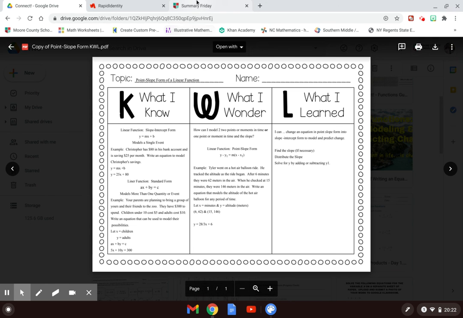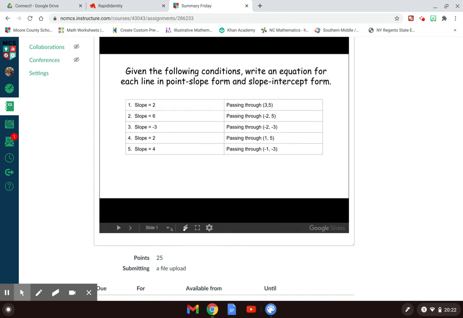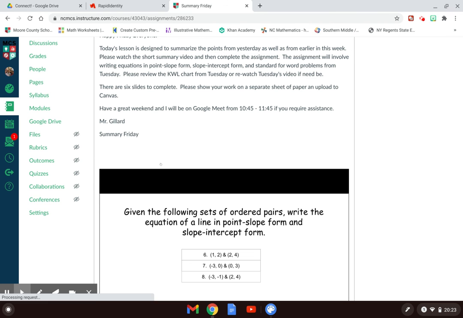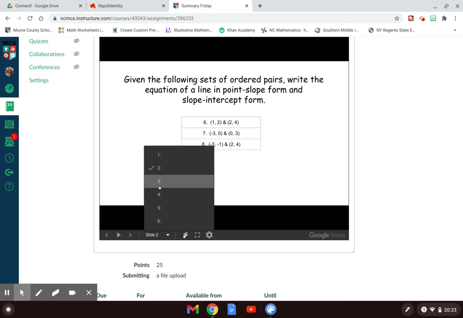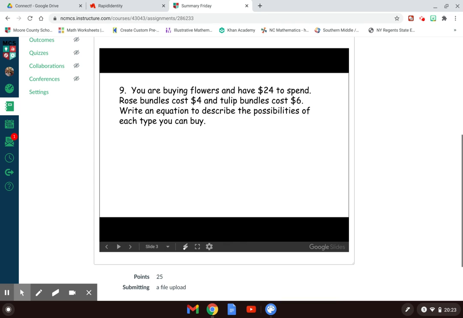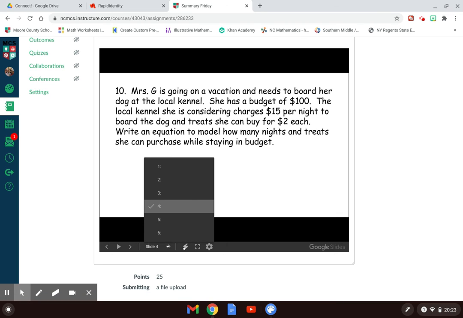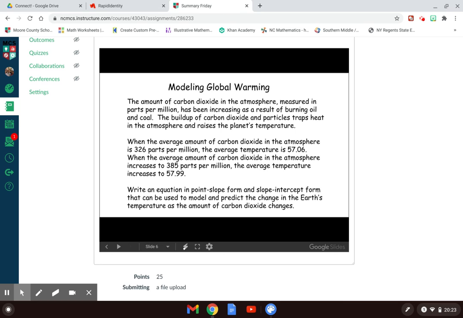modeling and predicting change. So what we've got here today for Summary Friday, okay, there is a total of 6 slides. So here's your first one, doing problems we just got done doing. Your second one is the same thing, some problems we just got done doing. And then the third slide goes back to what we did on Tuesday. Fourth slide goes back to what we did on Tuesday. The fifth slide, again, goes back to what we did on Tuesday. And then the last slide will involve what we did yesterday.